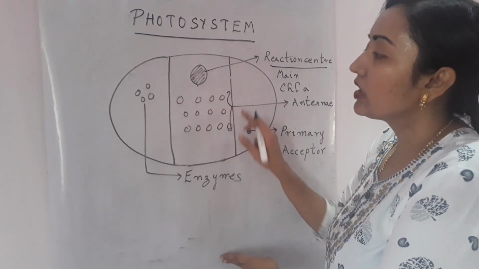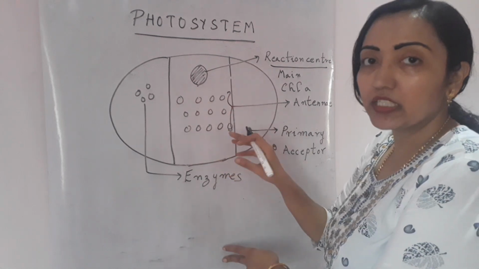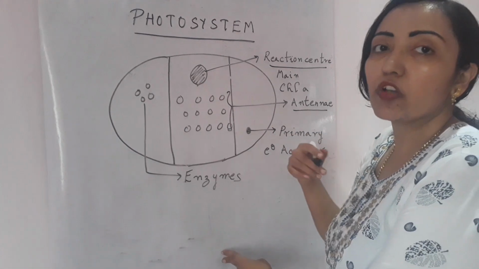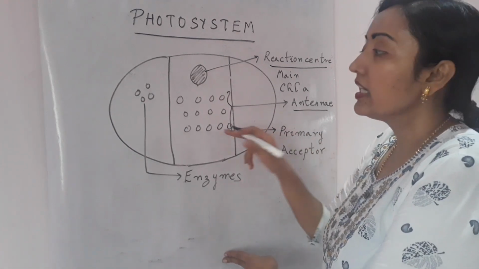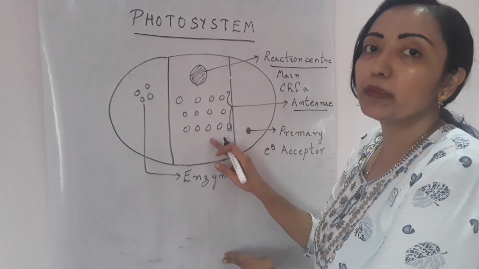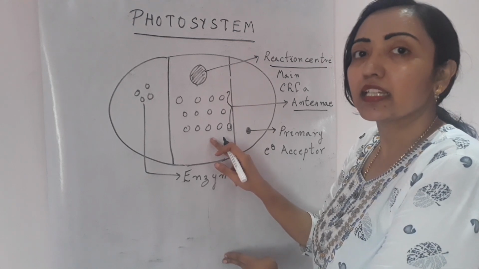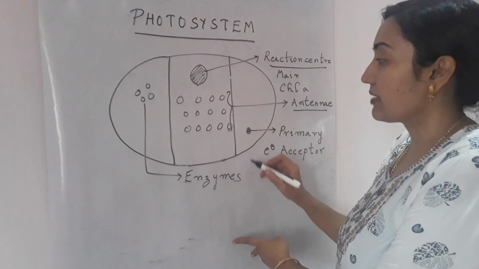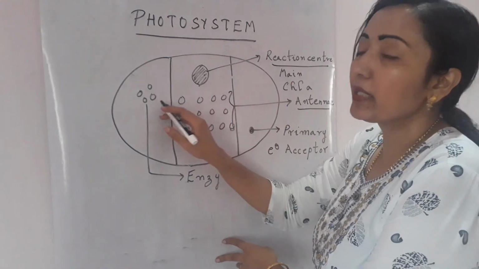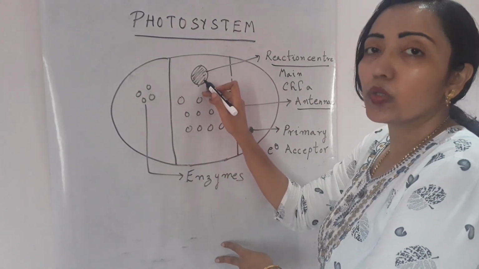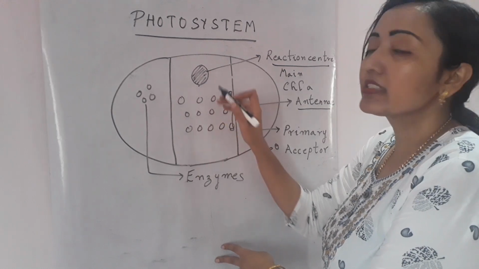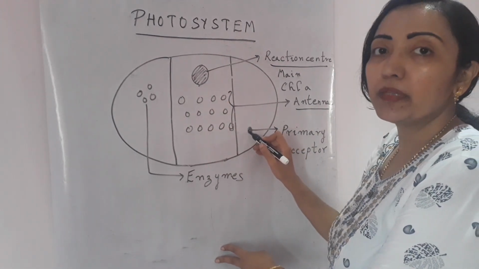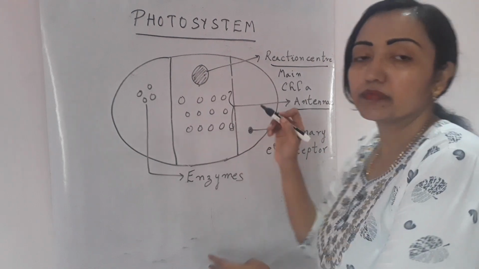Then there are many pigments together, known as the antennae, otherwise called the light harvesting complex. The antennae is made up of chlorophyll B, xanthophyll and carotenoids. And this is the primary electron acceptor. So a photosystem is made up of enzymes, chlorophyll A, which is the reaction center, the antennae or light harvesting complex, and the primary electron acceptor.